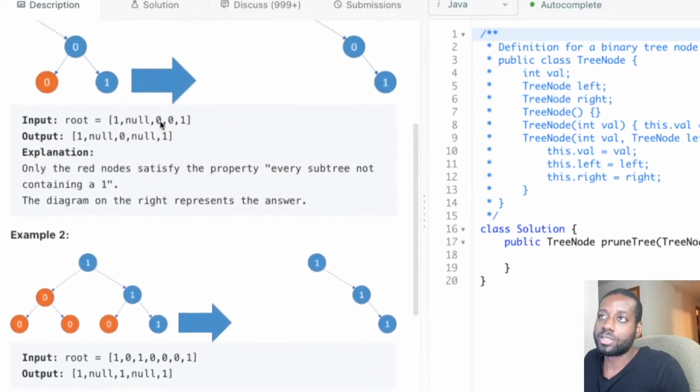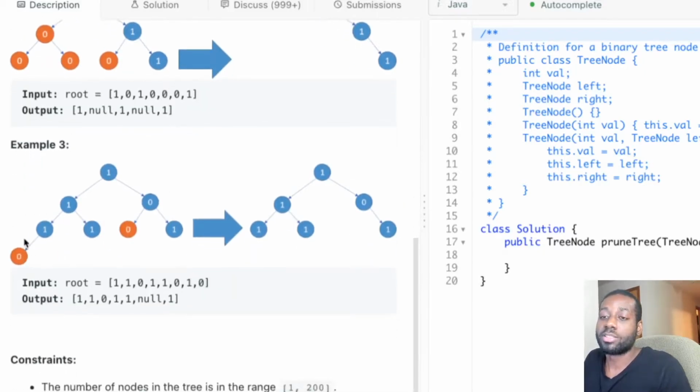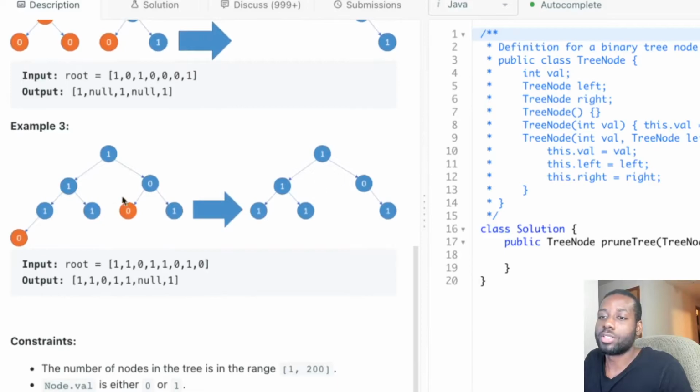This zero is the same case as that one. There's no one on that subtree, so you just get rid of it. This one is similar, with the same logic. From this one's perspective, there's no one on its left side, so we get rid of it. This zero can't be removed because there's a one on its right side.